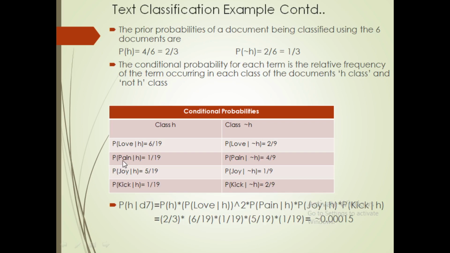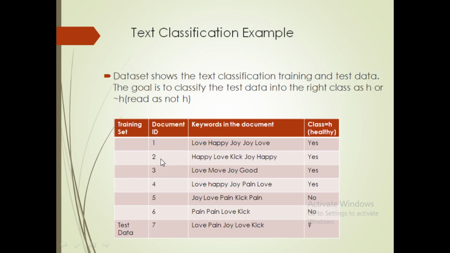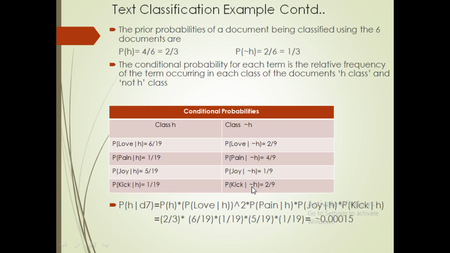The next one is regarding P of pain given H, which is 1 divided by 19, because in the first 4 instances we have pain only one time. In a similar way, we are going to calculate for each and everything.